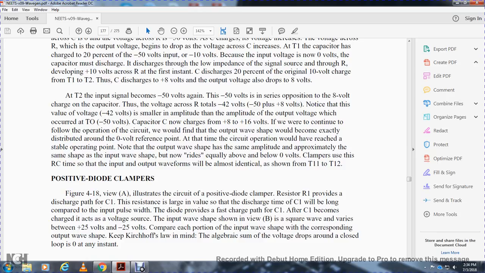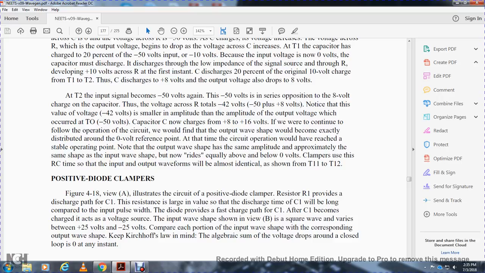The capacitor now charges to 8 plus 8, or 16 volts, and the operation cycle continues. Finally, the output wave shape will be exactly distributed around the 0 volt reference. At this time the circuit operation will have reached its stable operating point. Note that the output wave shape has the same amplitude and shape as the input wave, and now swings equally above and below 0 volts.